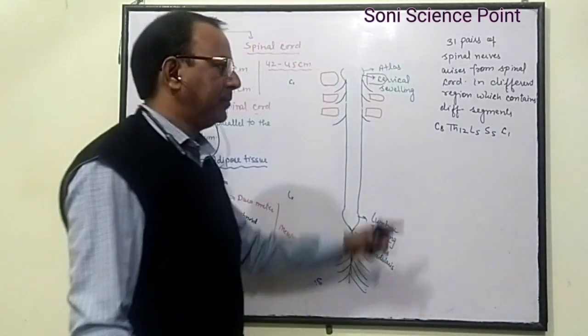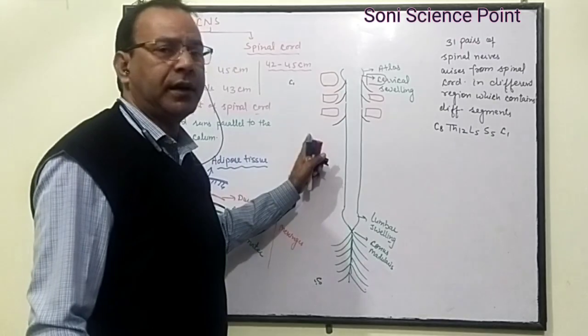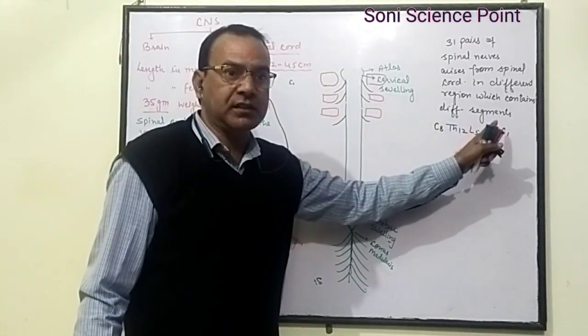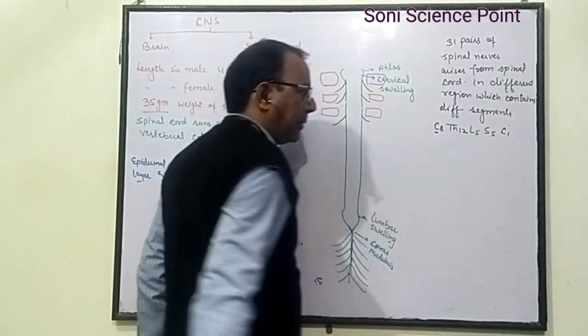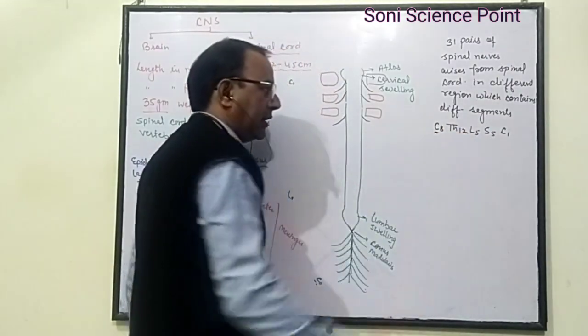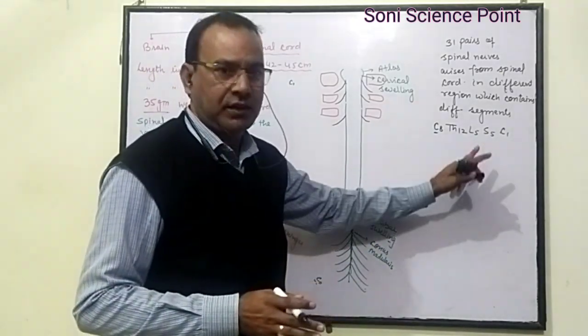So we can say that there are 31 pairs of spinal nerves arising from the spinal cord in different regions, and they have different segments. Cervical contains 8 pairs, thoracic 12 pairs, lumbar 5, sacral 5 and 1 coccyx.